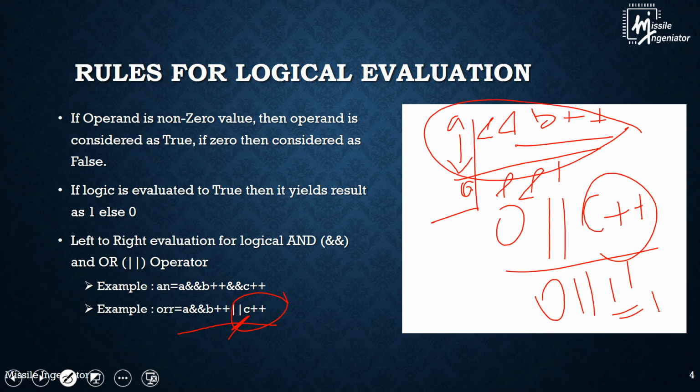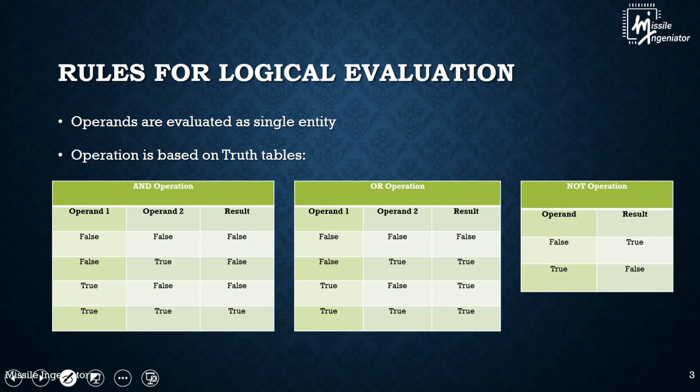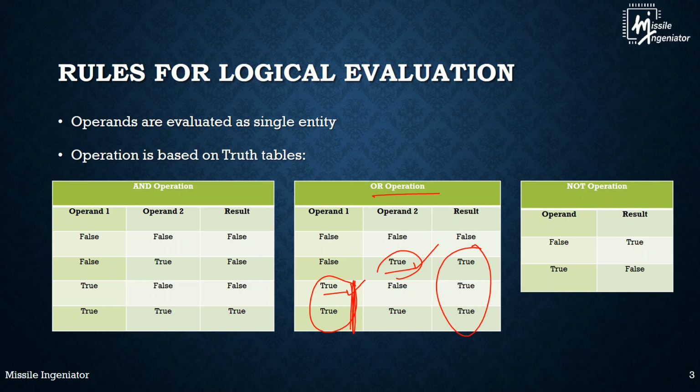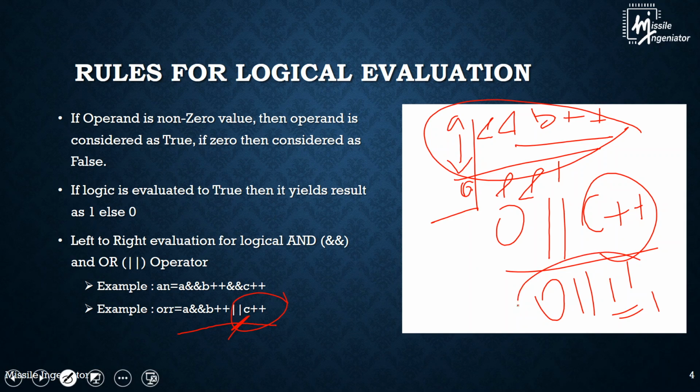So how is this attained? Let me go back to the truth table here. You can find that in the OR operation, if either one of the operands is true, then you get the value as true. This is what I'm trying to explain in these examples also.